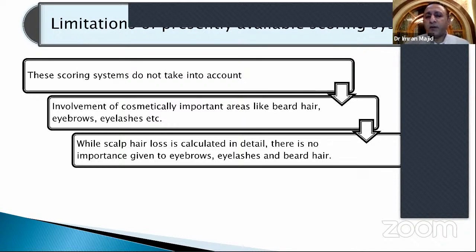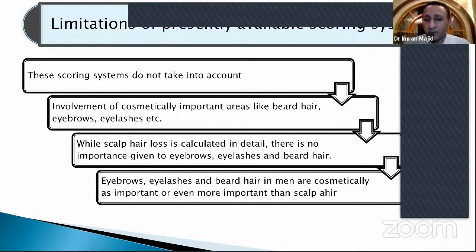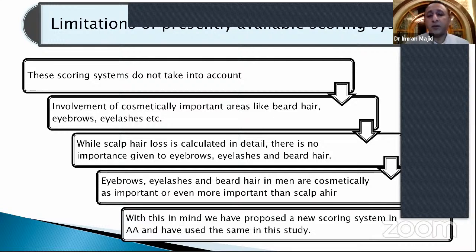While scalp hair loss is calculated in detail, there is no importance given to eyebrows, eyelashes, and beard hair. And we all know that eyebrows, eyelashes, and beard hair in men are cosmetically as important or even more important than scalp hair. And eyebrows and eyelashes are important in females as well, and probably more important than even scalp hair.